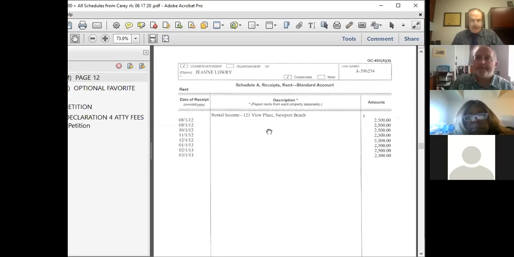And in the description, say if there's a variety of kinds of rentals, one's a 100 unit apartment building, one's a cottage, I would describe what kind of rental it is.